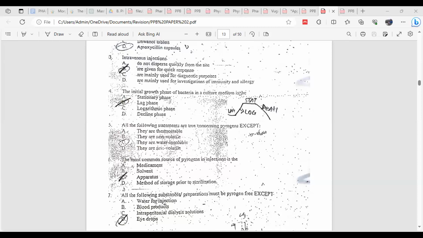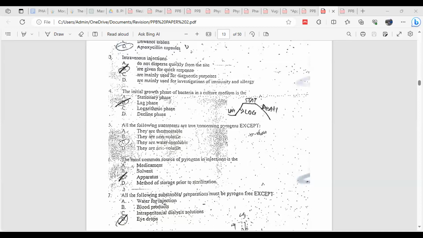And then stationary, where the rate of growth equals the rate of death. When nutrients are depleted, the rate of death becomes very high because they have no nutrients anymore. So log is exponential growth. That's when they're growing very fast. Lag is adapting, log is growth, stationary, then death: toxins build up, nutrients are depleted.